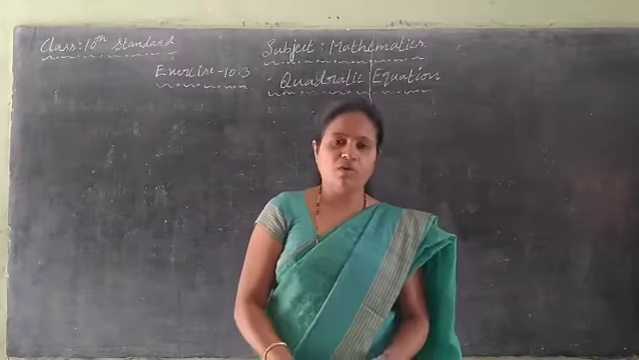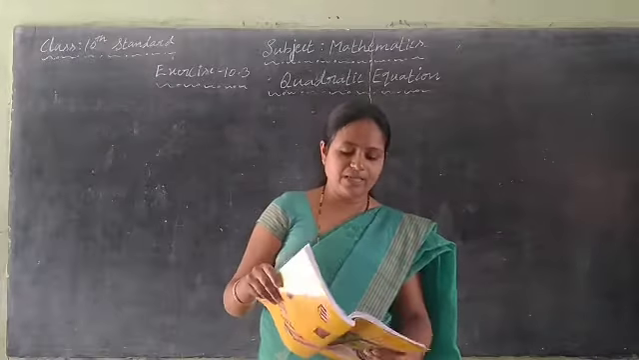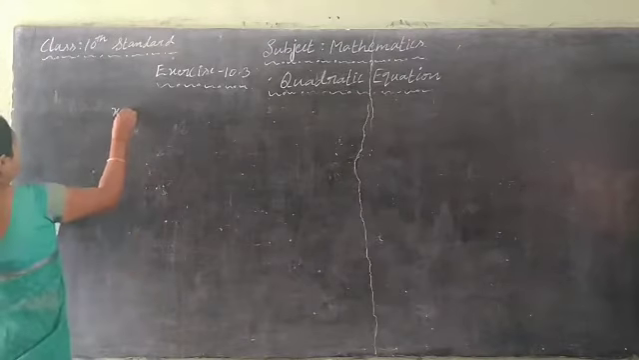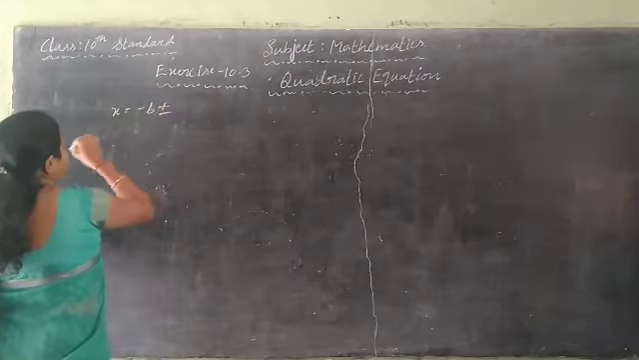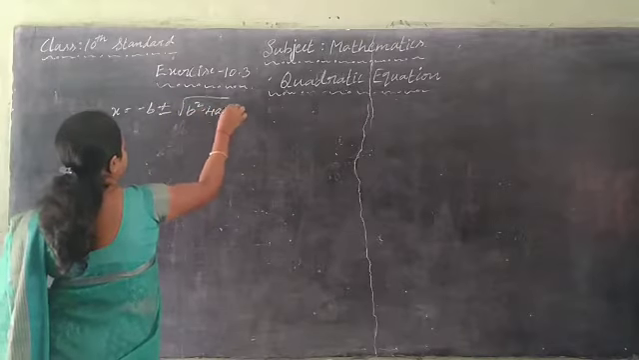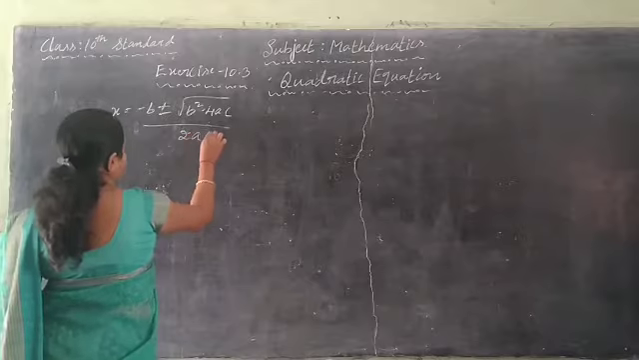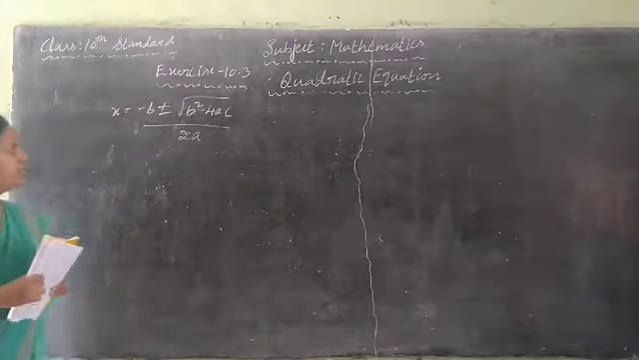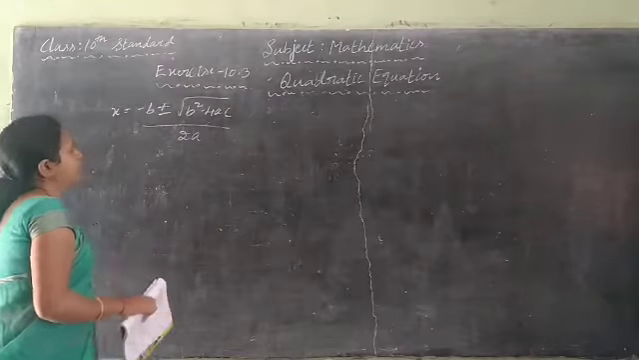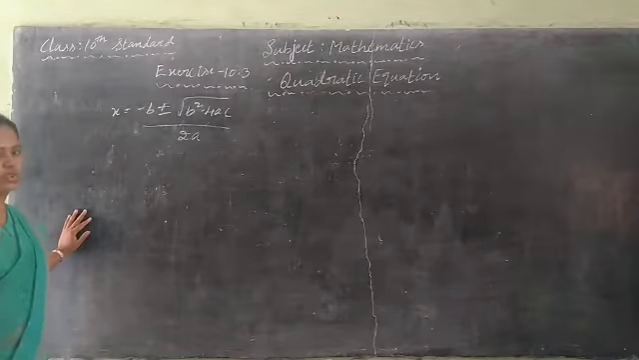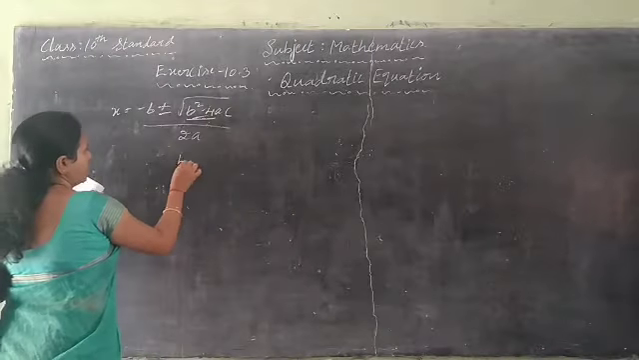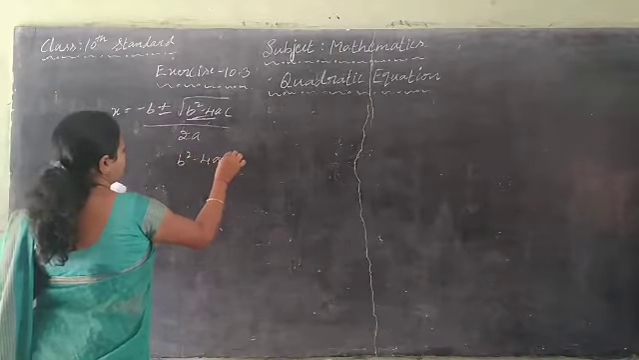Okay, children. Now we got the formula, isn't it? What is that? x is equal to minus b plus or minus square root of b square minus 4ac divided by 2a. This is the formula. Right. Now, see here, minus b plus or minus square root of b square minus 4ac by 2a is there. This part, children, what is there here? b square minus 4ac is there.